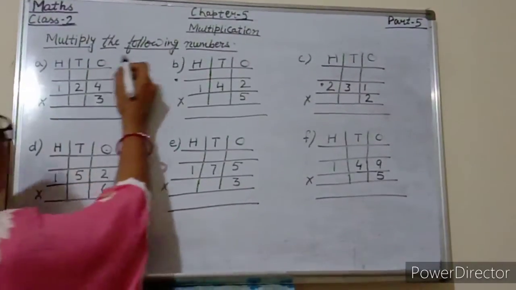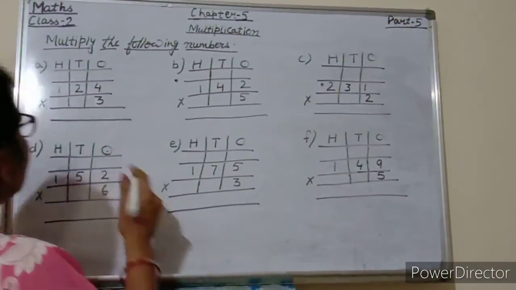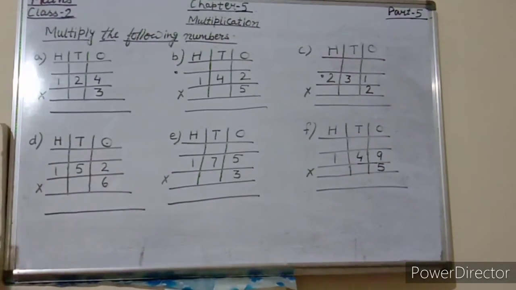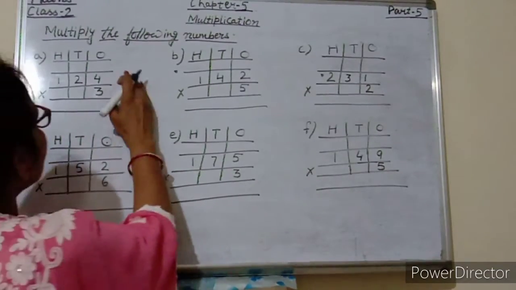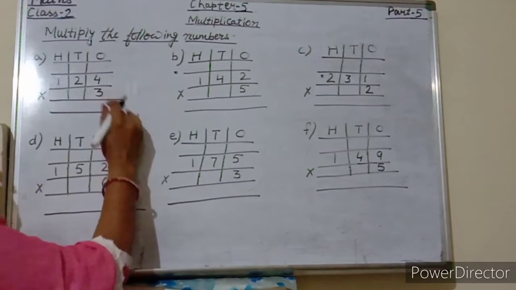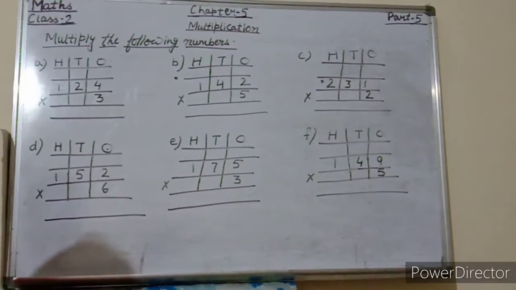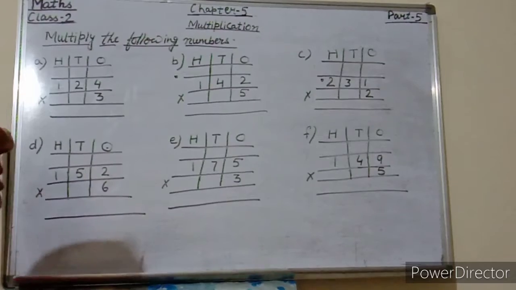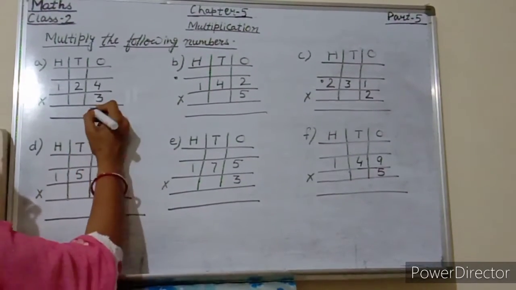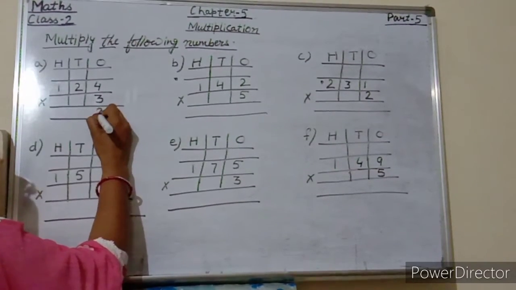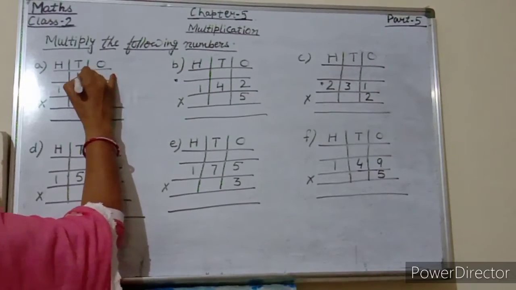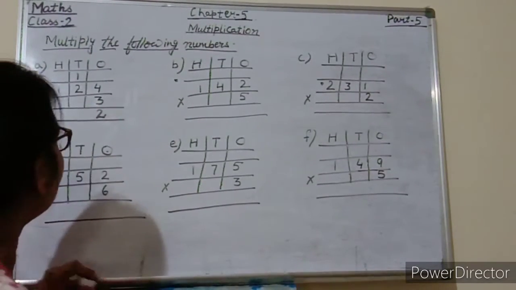Now students, start multiplying the following numbers. Here I have given you 124 into 3. Start from the ones column. 4 ones into 3 is 12 ones. So what we will do here, students? 2 we will write under the ones column and 1 we will write in the tens place as a carryover.